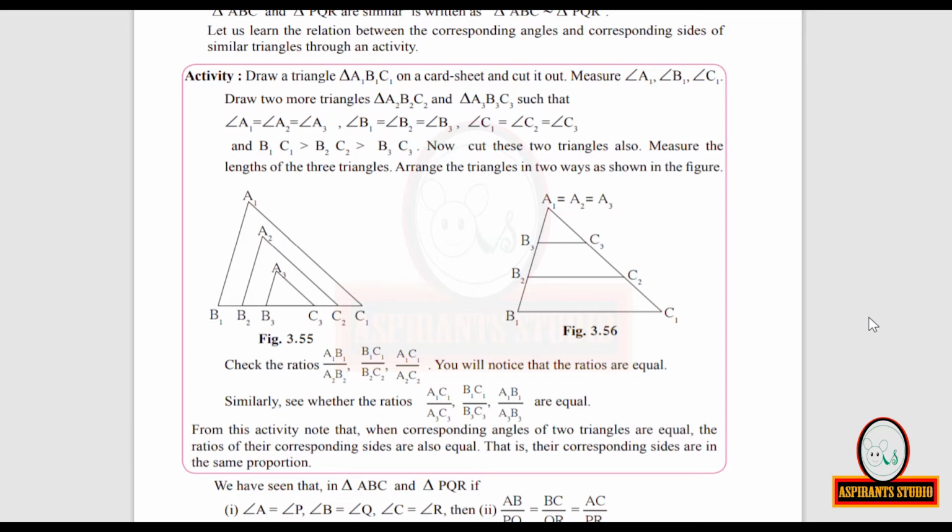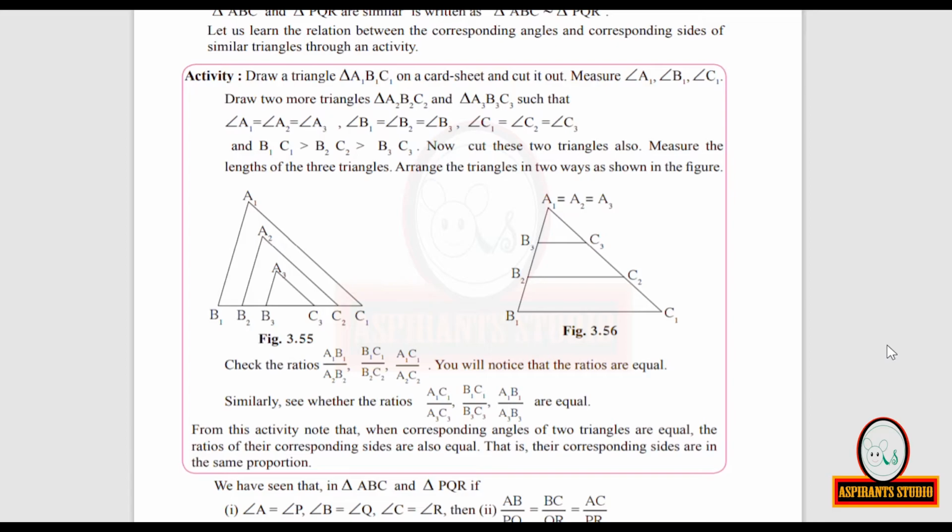From this activity, note that when corresponding angles of two triangles are equal, the ratios of their corresponding sides are also equal. That is, their corresponding sides are in the same proportion. Once again I repeat, when corresponding angles of two triangles are equal, the ratios of their corresponding sides are also equal. That is, their corresponding sides are in the same proportion.